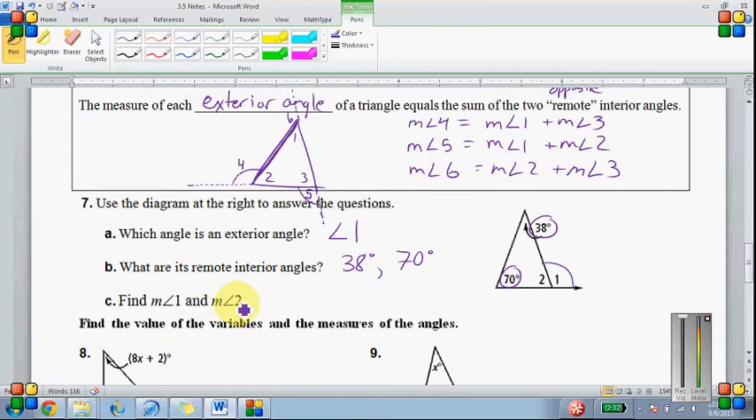Find the measure of angle 1 and the measure of angle 2. Well, it said up here that the measure of this angle is equal to the sum of these two angles. They're two remote interior angles. So if I add 38 and 70, I get 108. Then, these two angles, 1 and 2, make a straight line. So if I take 180 minus what angle 1 was, which was 108, I'm left with 72 degrees for angle 2.